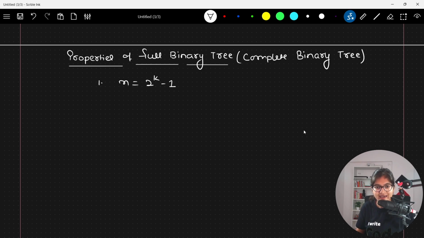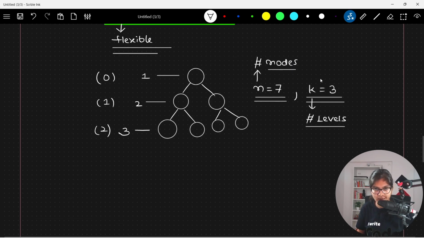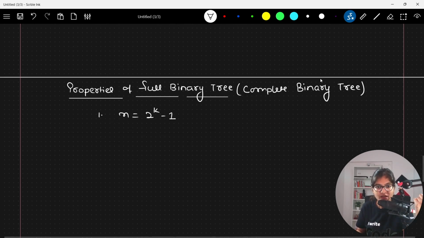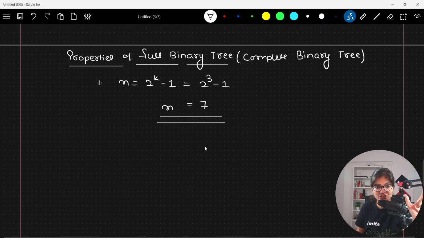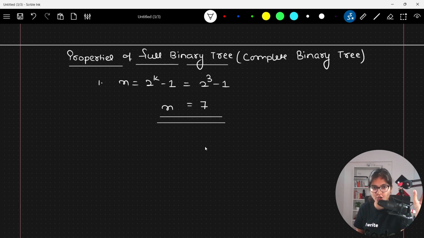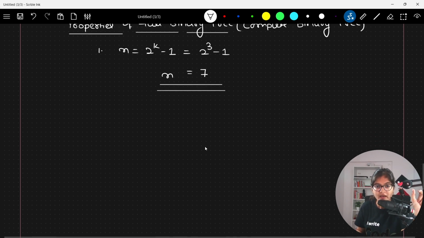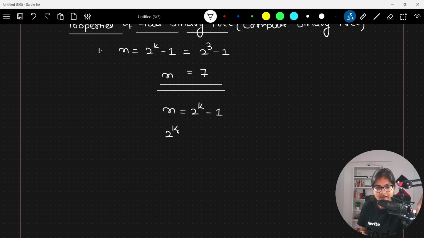For example, in the above case, what is the value of k? Number of levels, it is equal to 3. So 2 to the power 3 minus 1 is equal to 7. So there is a relationship between the number of nodes and the number of levels in a full binary tree. You can solve for the value of k as well. So n is equal to 2 to the power k minus 1, so 2 to the power k is equal to n plus 1, right?